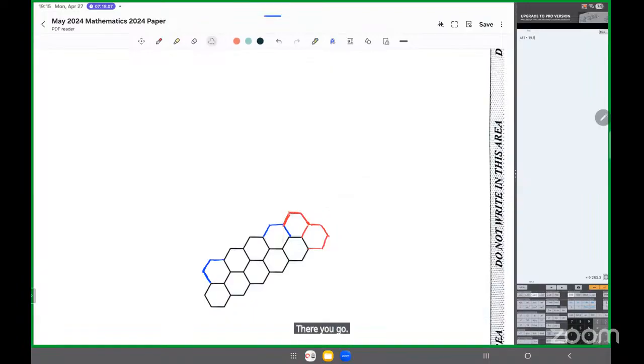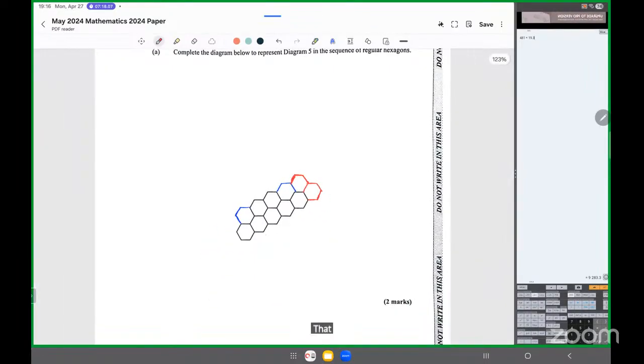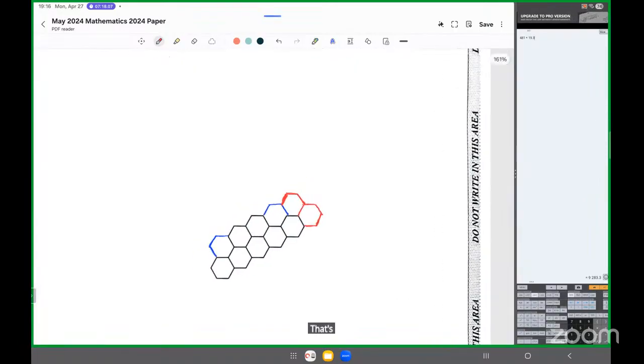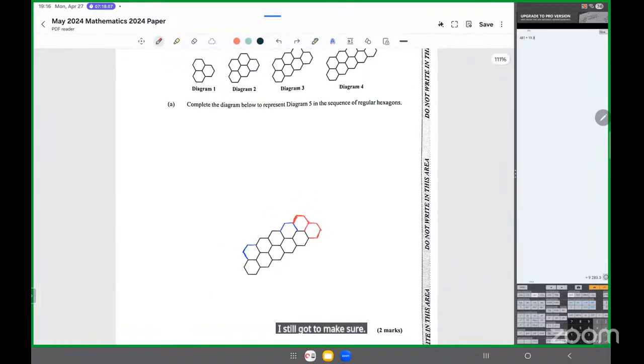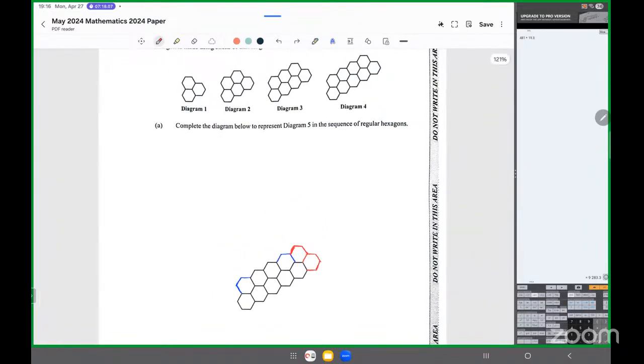That's it. That's what you're supposed to draw, guys. You want to pick up the pattern, right? That's supposed to be figure 5. So complete the missing pieces down here, and then add on the one on the top. Let's look at it and make sure. That looks like it. Very good.